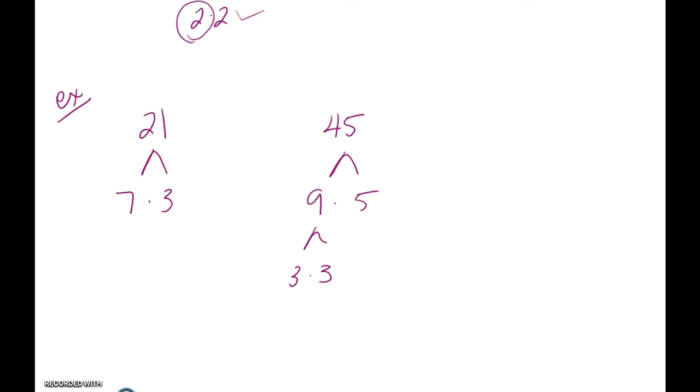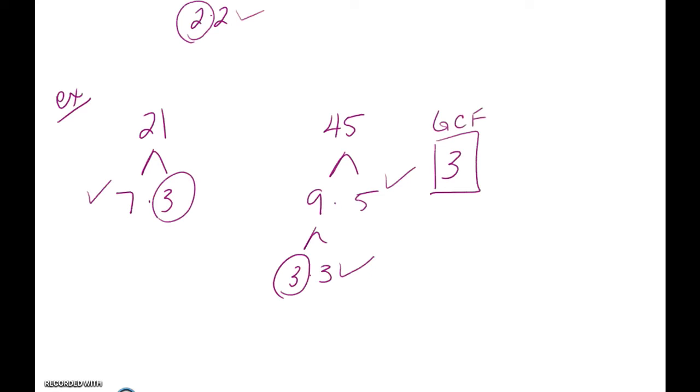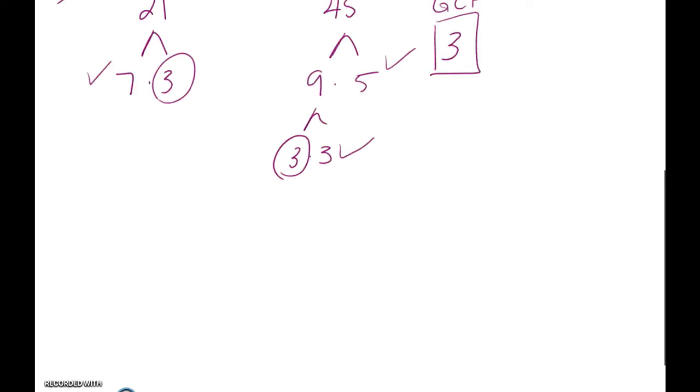So I look for the ones that they have in common. 21 has a 3 and 45 has a 3, so he's a winner. But then 21 just has a 7 and 45 has a 3 and a 5. So again, the greatest common factor here for 21 and 45 is simply 3. All right, let's see if we can do a harder one than that.